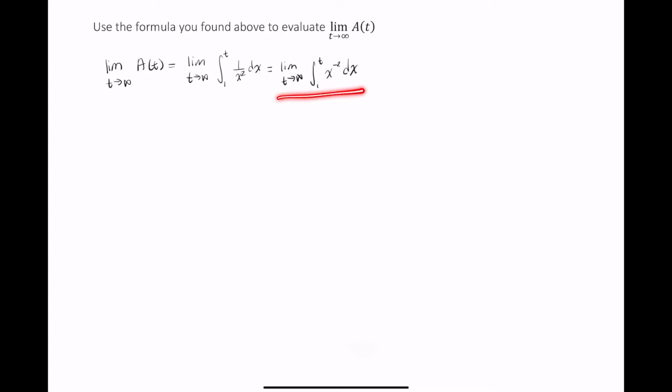Well, let's go ahead and ignore this outer limit first and just focus on this integral. So since we're ignoring that limit, I'm going to just rewrite it. And then what is the antiderivative here? Well, this will be negative x to the negative 1 power. And then we need to evaluate this from 1 to t.